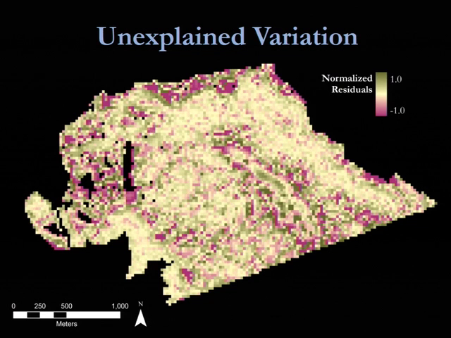They're normalized, so it doesn't look just like a map of the actual landscape. So basically the point here is that green things and purple things are places where the model did not do well, and beigey things are places where the model did fine. And one expectation you might have is that you would have high predictions and low predictions kind of clustered, and that's not the case here.